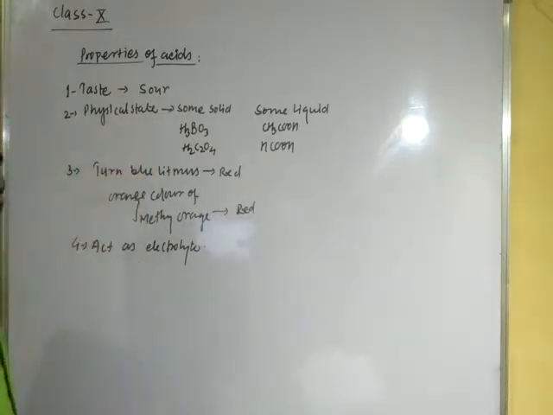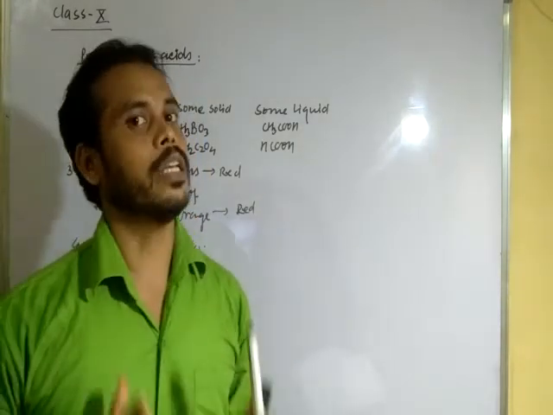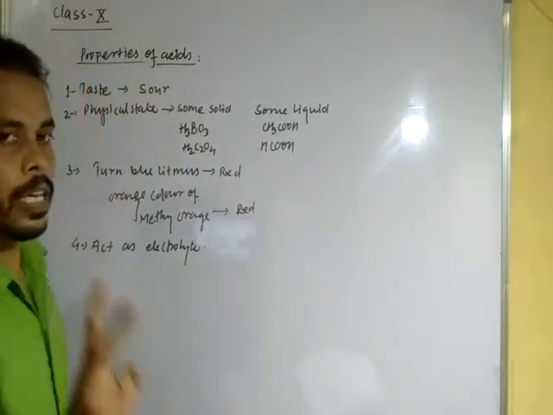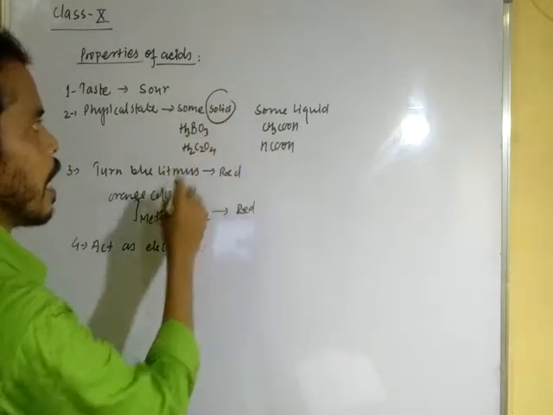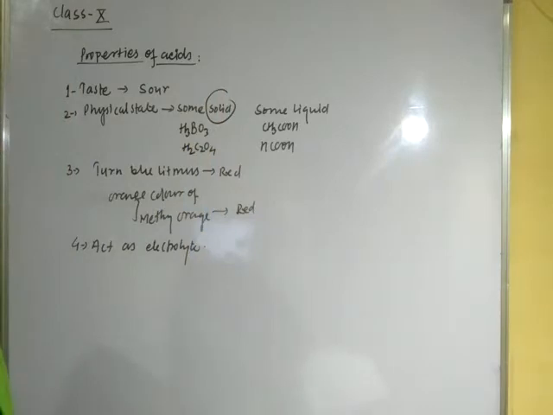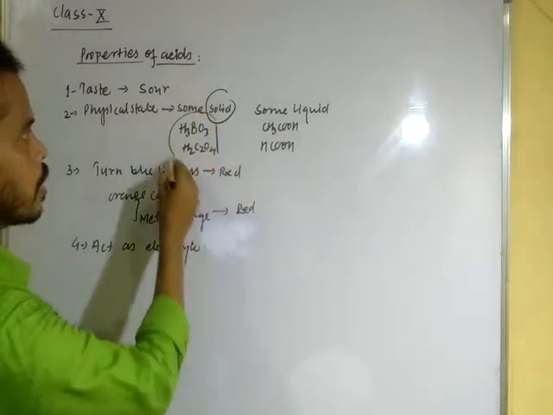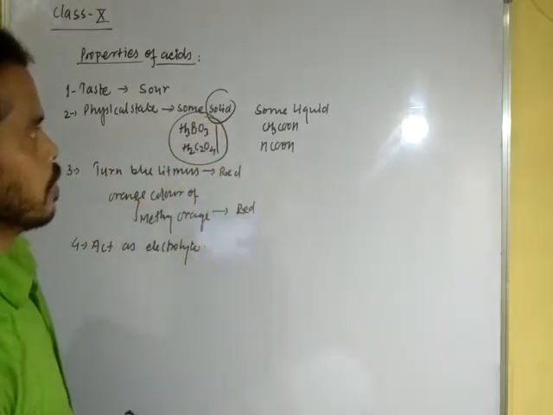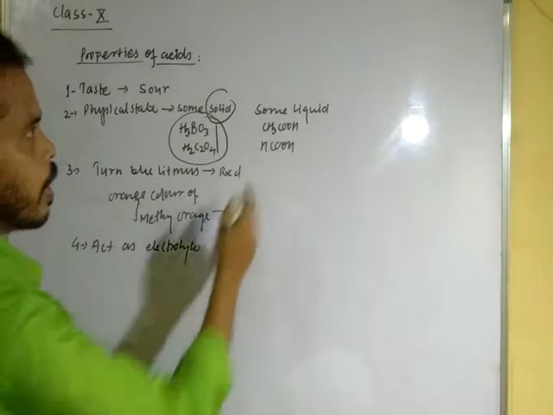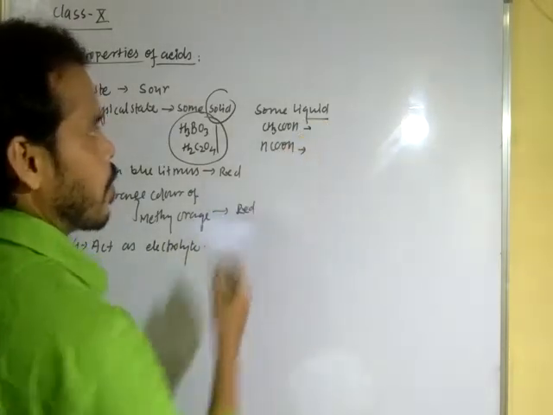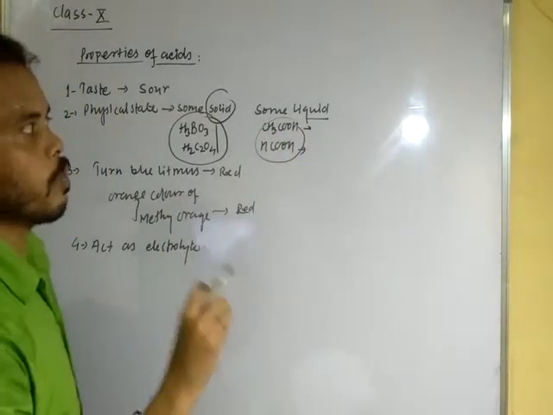Next one is physical state. Some acids are solid while some acids are liquid at room temperature. We have taken two examples of each. The solids are boric acid and H2C2O4, known as oxalic acid. Boric acid and oxalic acid are both found in the solid state at room temperature. And the liquids are acetic acid and formic acid. Both are in the liquid state at room temperature.